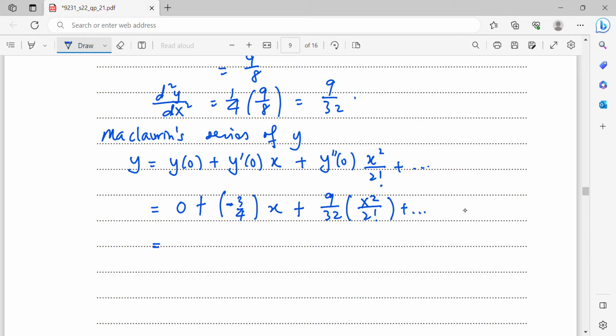Now lastly, write down the final answer. So the 0, ignore it. Plus minus 3 over 4x is negative 3 over 4x. Then 9 over 32 times 1 over 2 factorial becomes 9 over 64 x squared. So this is your Maclaurin series of y.